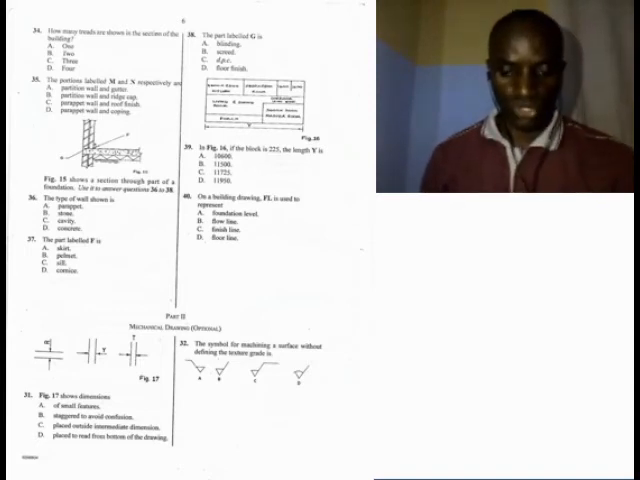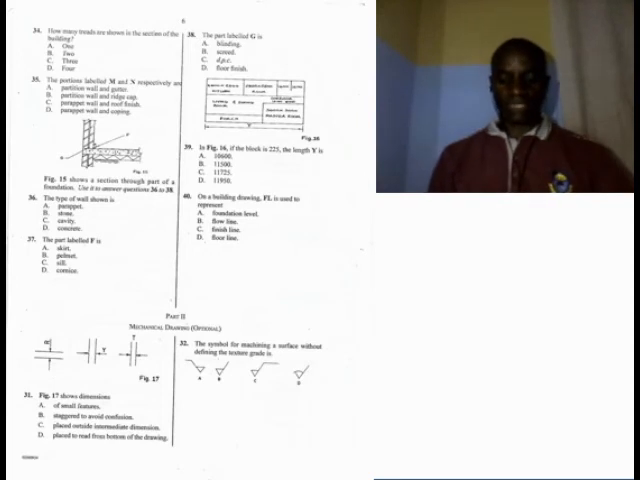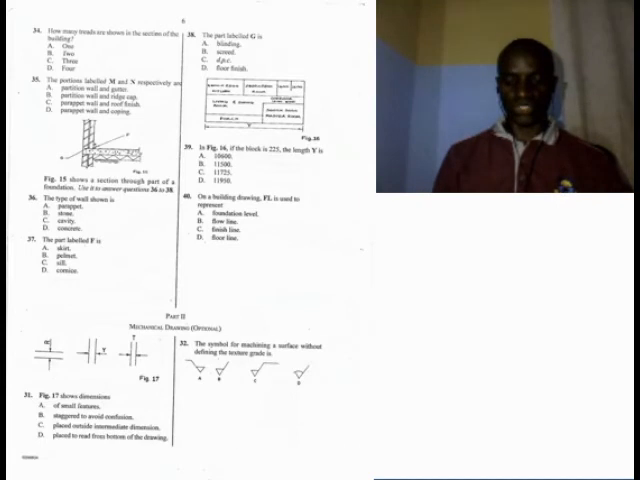Number 32. Symbol for machining a surface without defining the texture. The symbol for machining a surface without defining the texture grade is A, B, C, and D. The correct answer is B. Every other option here has a sign to show that this is a place where the texture grade is written in the form of a number.